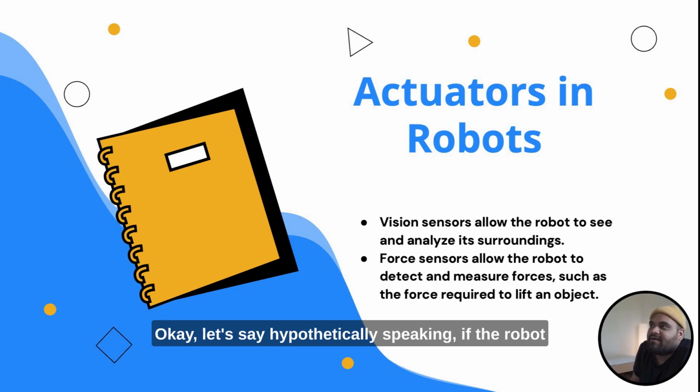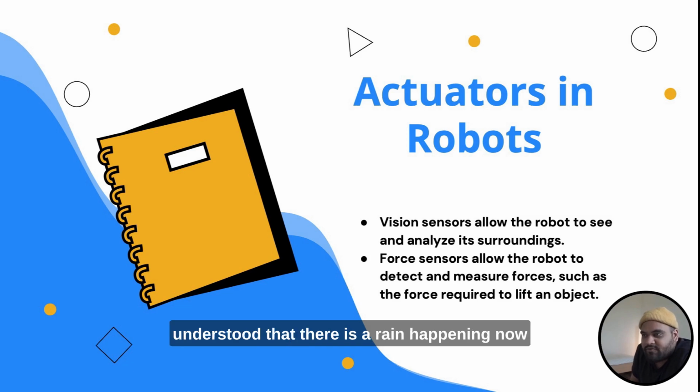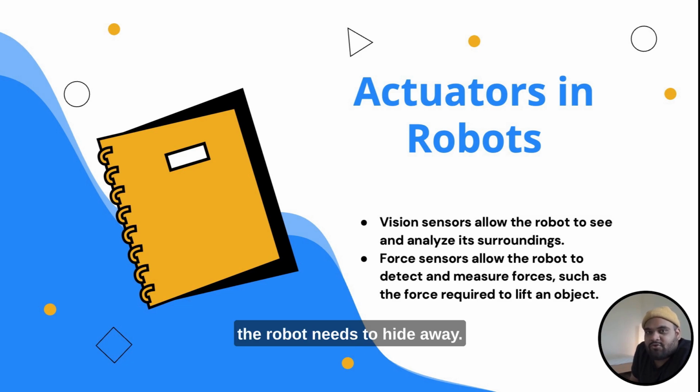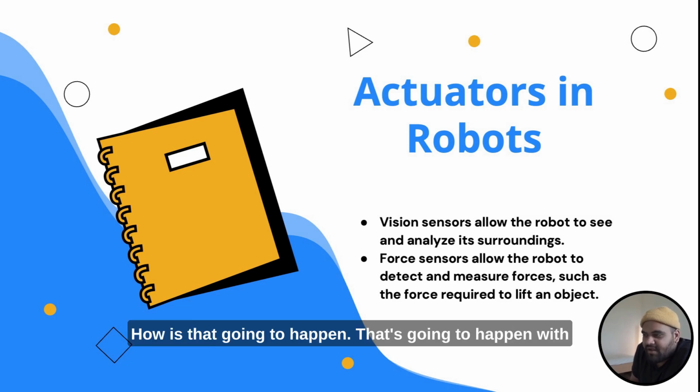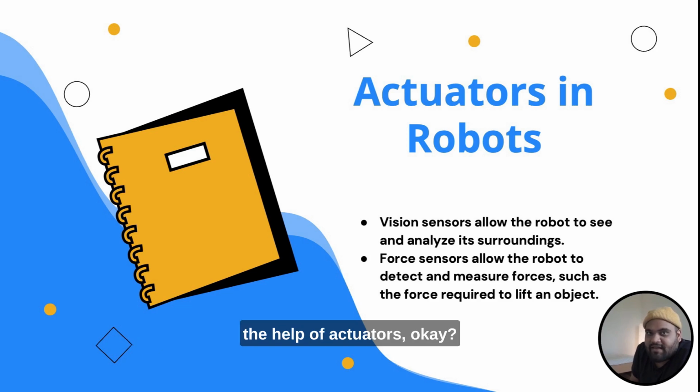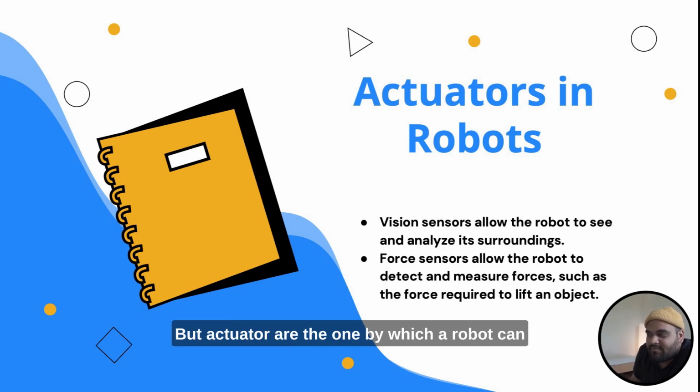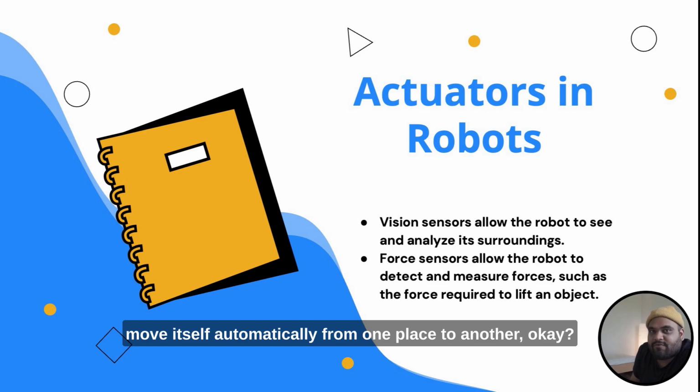Let's say, hypothetically speaking, the robot understood that there is rain happening. Now the robot needs to hide away. How is that going to happen? That's going to happen with the help of actuators. An actuator allows the robot to move from one point to the other point. It's going to allow the robot to act on a decision accordingly. And an actuator, of course, is not going to directly take a decision. The controller takes the decision, but actuators are the ones by which a robot can move itself automatically from one place to another.